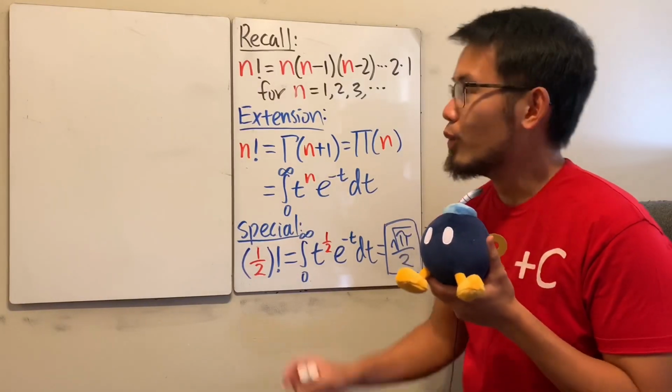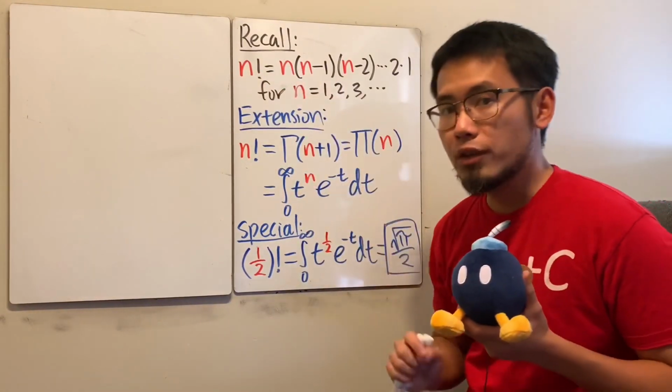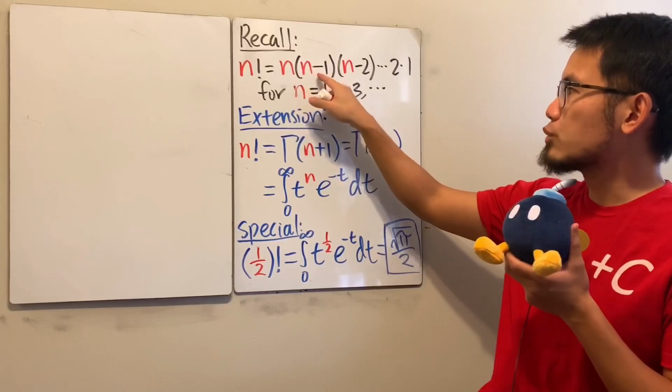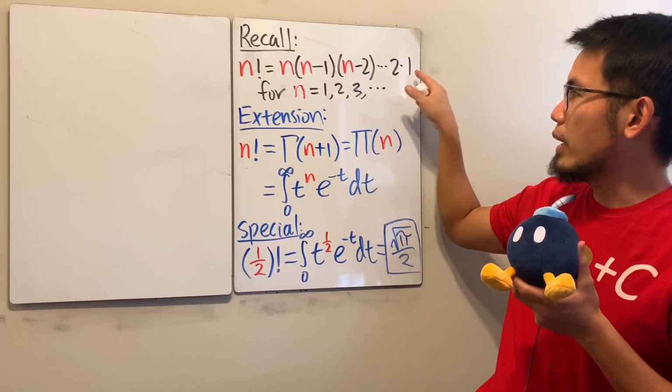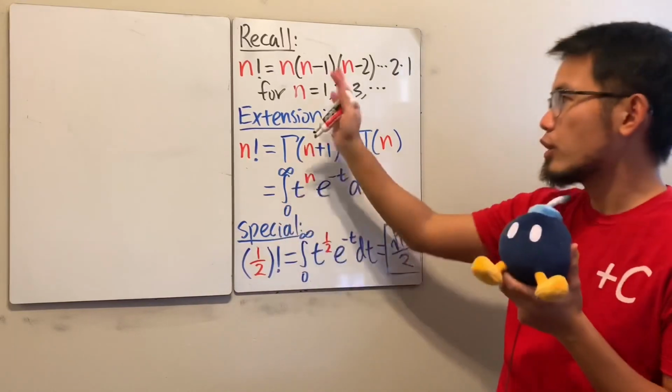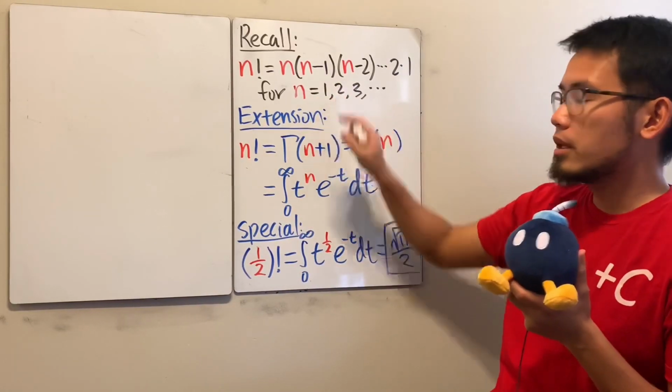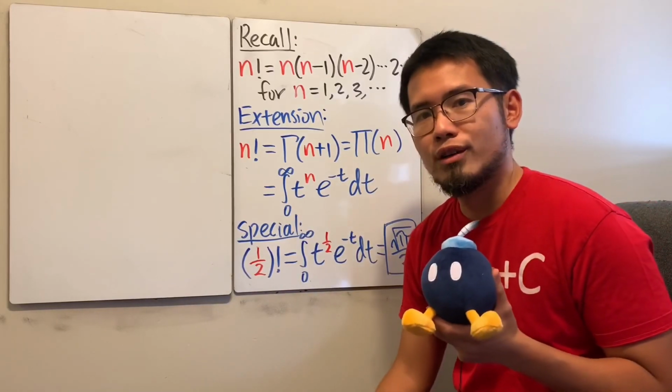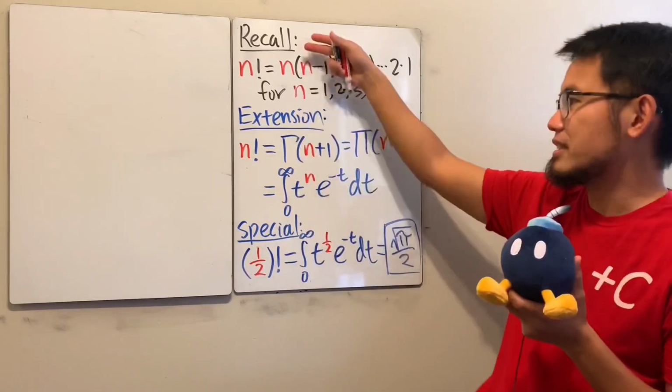Okay, as we all know, when we have n factorial, the typical definition for that is just n times n minus 1 times dot dot dot up to 2 and 1. But this definition is unfortunately not so great because it only works for positive whole number n. What if you want to do more? It's okay because we have its extension.